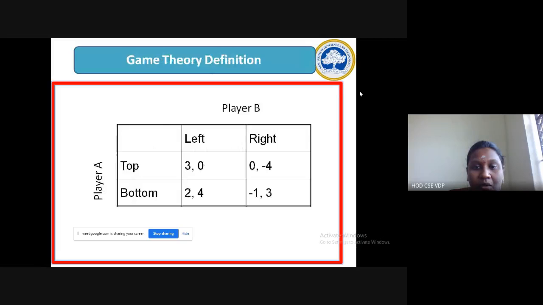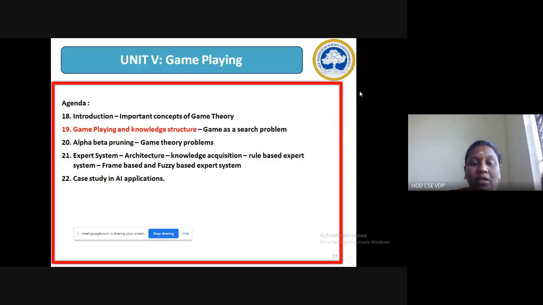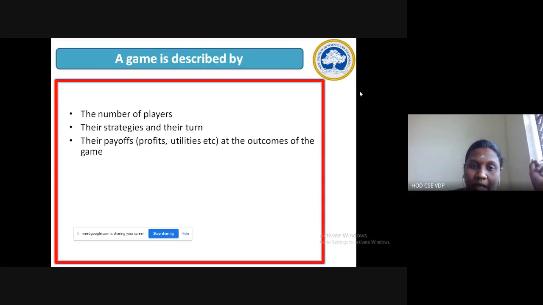Now we'll see about what is called dominant. Okay, so what is a game? We know that you should have a number of players. The payoff matrix is nothing but the outcome of the game, which is represented as profit or loss or utilities. These are the basic terminologies that you have to know. In the game, both the players must know how to play, and depending on the strategy they choose, they are going to either win or lose the game. So accordingly, they are going to get a payoff matrix.